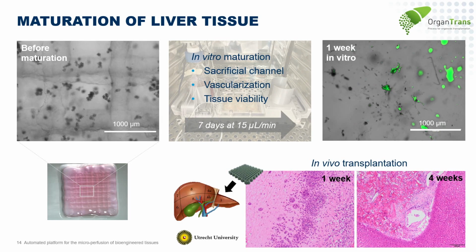And there are also in vivo transplantation tests being performed by our partner at Utrecht University, where you can see after 1 week implantation of the liver construct in the mouse, that the spheroids are still quite visible, but they really start to create this vasculature, and after 4 weeks, that the construct is well populated with cells.